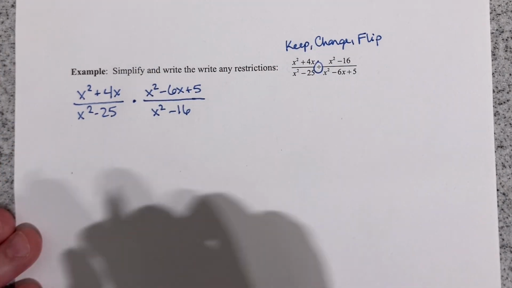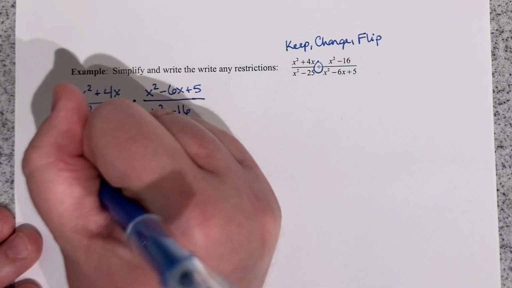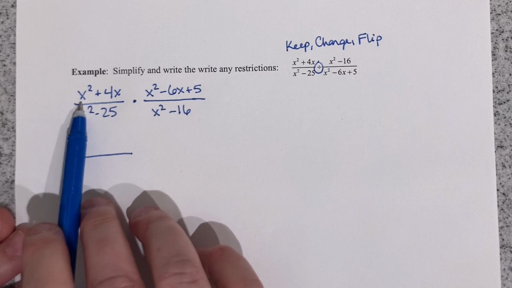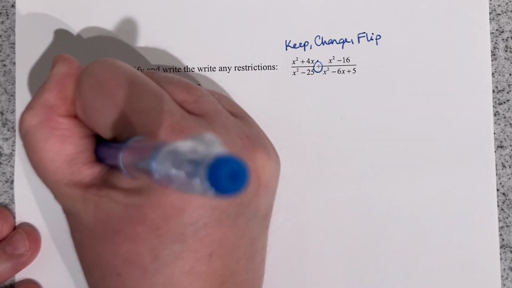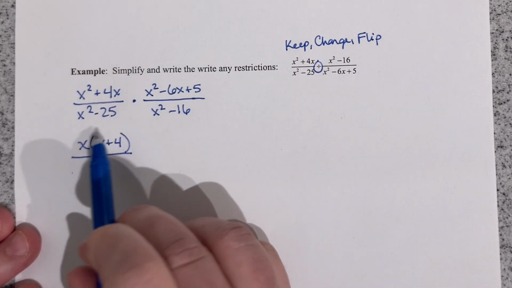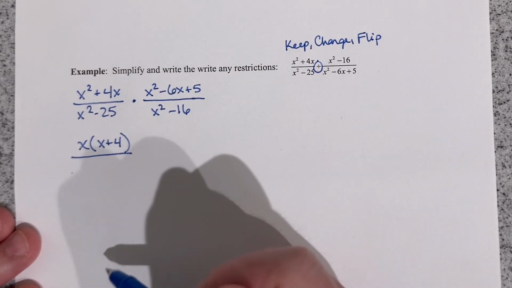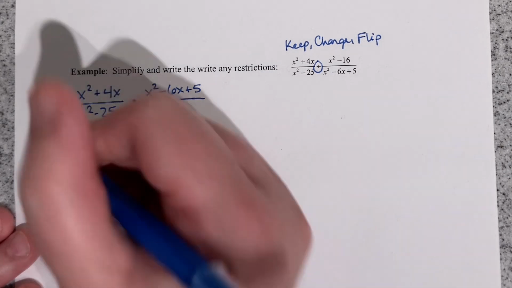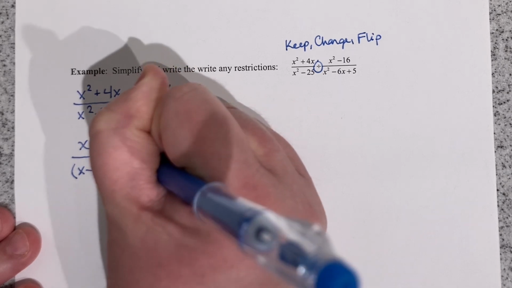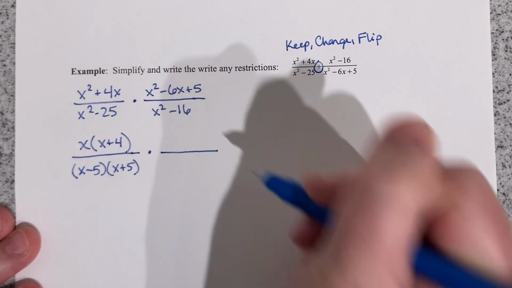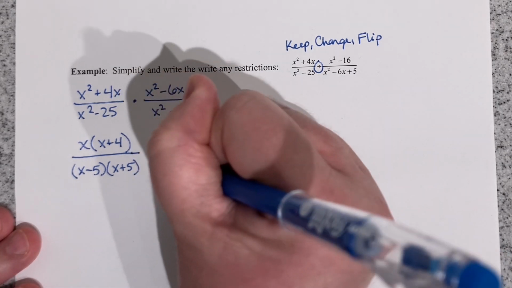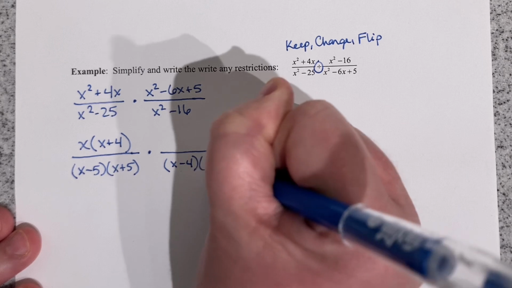All right, now it's time to factor. Before we can cancel, we have to factor. The top, this is not a difference of squares. It has a GCF of x. So if I factor out an x, what's left behind is x plus 4. So that's the same as x squared plus 4x. The denominator is a difference of two squares, x minus 5 times x plus 5. The denominator of the second fraction after I flip it is also a difference of two squares. So let's do that. X minus 4 times x plus 4.